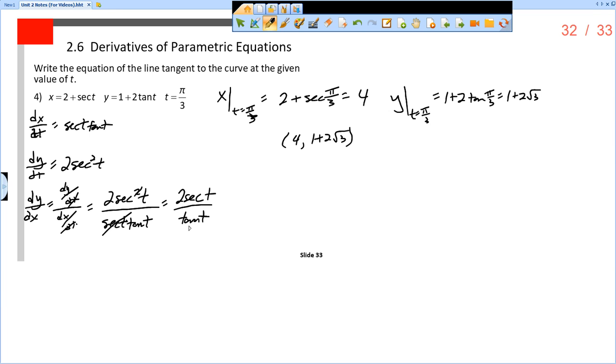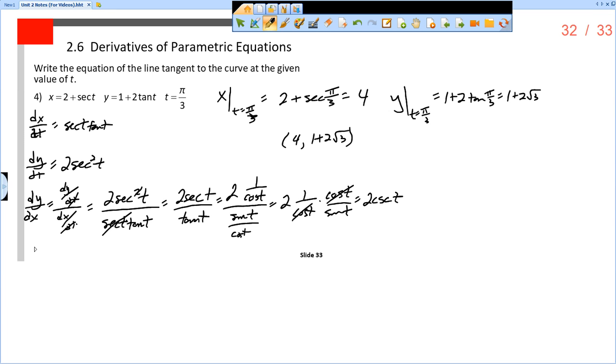Now you could look at this a little further. Secant is 1 over cosine t, and tangent is sine t over cosine t. Dividing by sine over cosine is like saying 2 times 1 over cosine t times the reciprocal of sine over cosine, so that would be cosine t over sine t. Now we actually reduce further. The cosines reduce, so I'm left with 2 times 1 over sine, or 2 cosecant t.